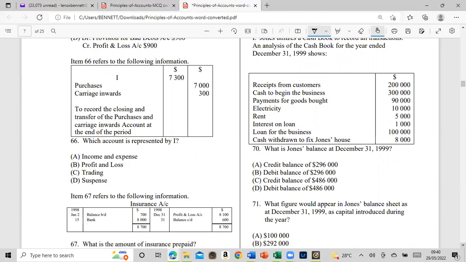All right, so item 66 refer to the following information, and it says now give the purchases, the carriage inwards to the record of closing. There's no balance for that carriage inward account at the end of the period. Which account is represented by I? All right, so totally understand now. We don't have to do any calculation for 66. And that would be trading. Income expense, profit and loss, trading, and that would be trading. All right, so let's move on to 67.